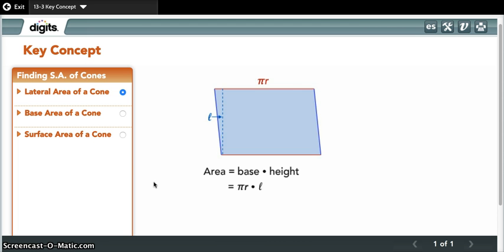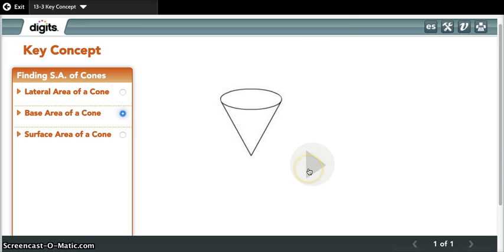Okay, so that's how you find the paper part of a cone. Like if you're picturing an ice cream cone and the wrapper is wrapped around it, that's the lateral surface area, not including the base. And the base is the circle. We know how to find the area of the base. It's just pi radius squared.